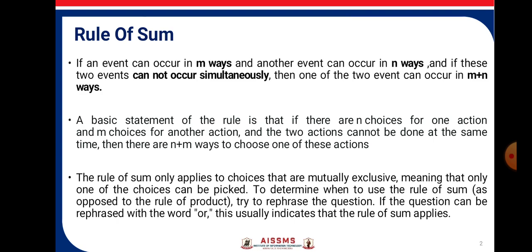If there are n choices for one action and m choices for another action, and the two actions cannot be done at the same time, then there are n plus m ways to choose one of these actions. The rule of sum only applies to choices that are mutually exclusive, meaning that only one of the choices can be picked. If the question can be rephrased with the word or, it indicates that the rule of sum applies.